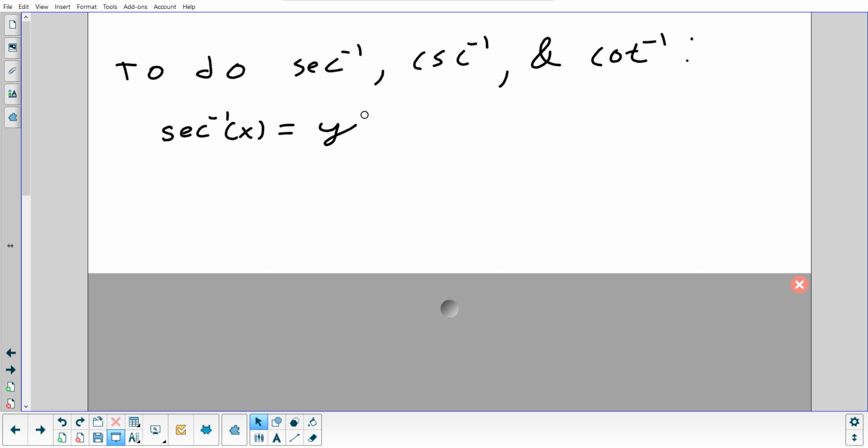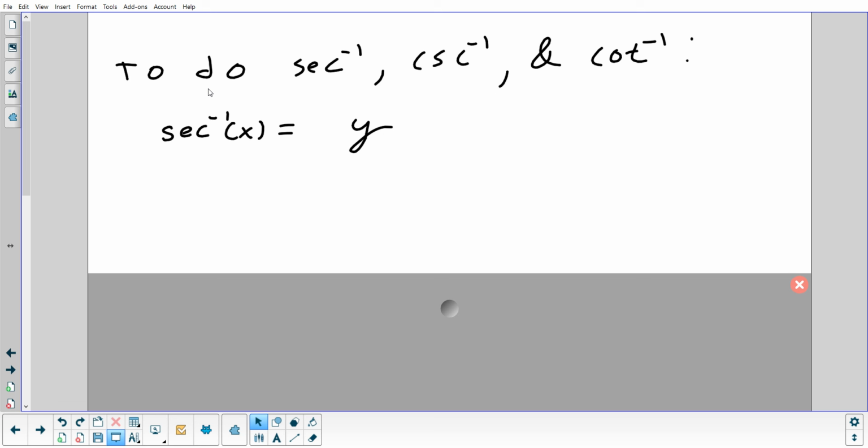So let's say that I wanted you to take the inverse secant of something. Okay, I'll give you a number there. Inverse secant. I don't know what that's going to come out to. Let's just say when you get the answer to that, it comes out to y. You're going to plug a number in, you're going to get a number out. You'll get an answer.